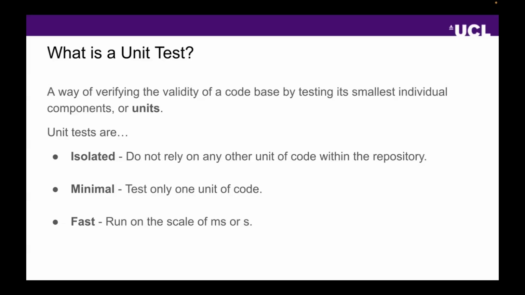You also want them to be minimal, which is similar to the isolated point, but you don't want to be, for example, testing multiple units in a single test. You should be splitting these up to the lowest point you can, so that you're only testing one unit of code. This makes things easier: in the event of a failure, you can find out the problem a lot quicker. And the last point is that they should be fast. We're on the scale of milliseconds or seconds, because we want fast feedback loops, and unit tests help us find bugs as early as possible, and that's really their benefit.